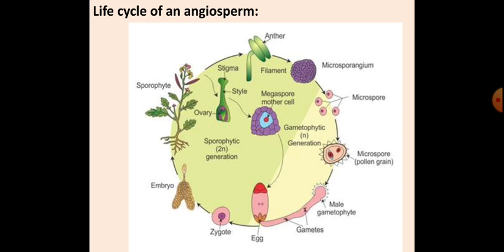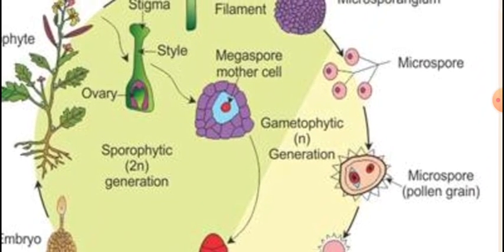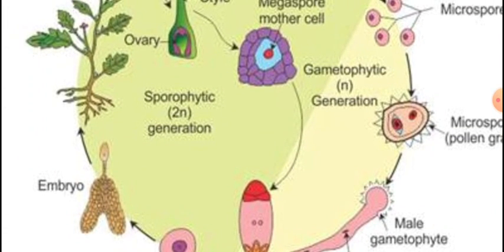Understood? So the zygote will develop into an embryo. When that embryo develops inside the seed, the nourishment, the food, is provided by the primary endosperm nucleus. Then I said there are 3 antipodal cells present, red color. They will degenerate after fertilization. They don't have any function.